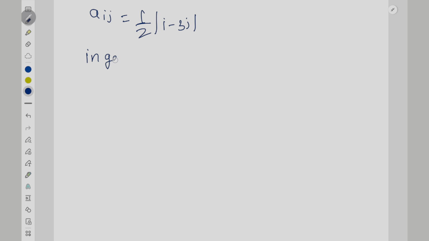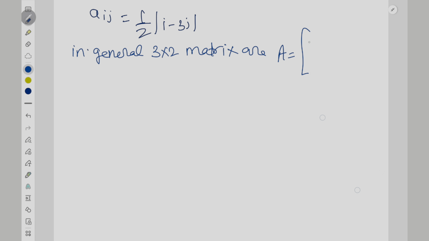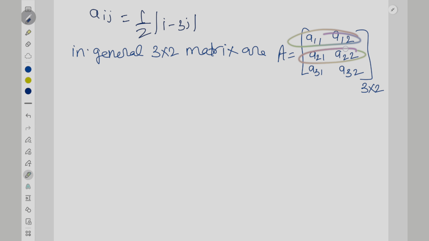In general, the 3 cross 2 matrix is A11, A12, A21, A22, A31, A32. This has 3 rows and 2 columns.